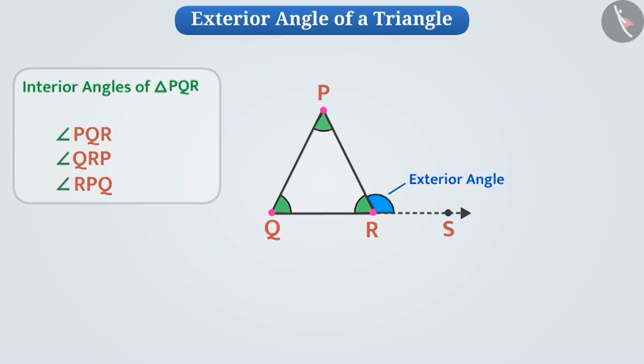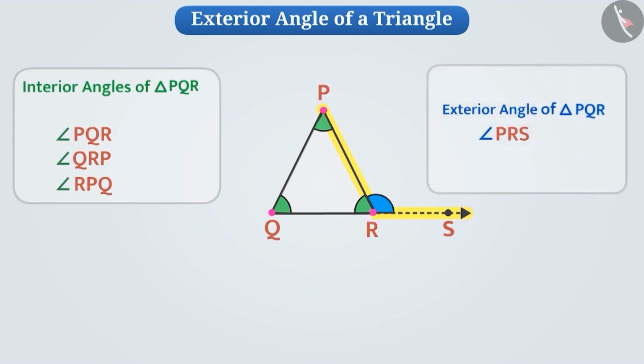Here, we have extended the side QR through point S. This gives us angle PRS, which is an exterior angle of the triangle PQR. Angle PRS is an exterior angle formed at vertex R of triangle PQR.